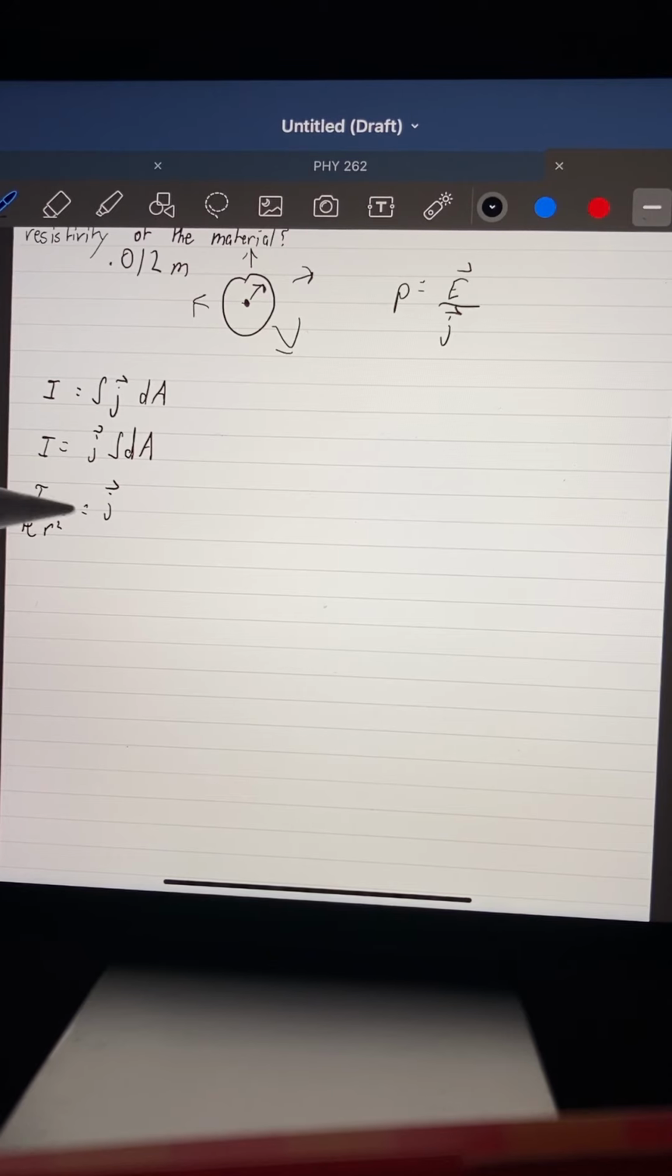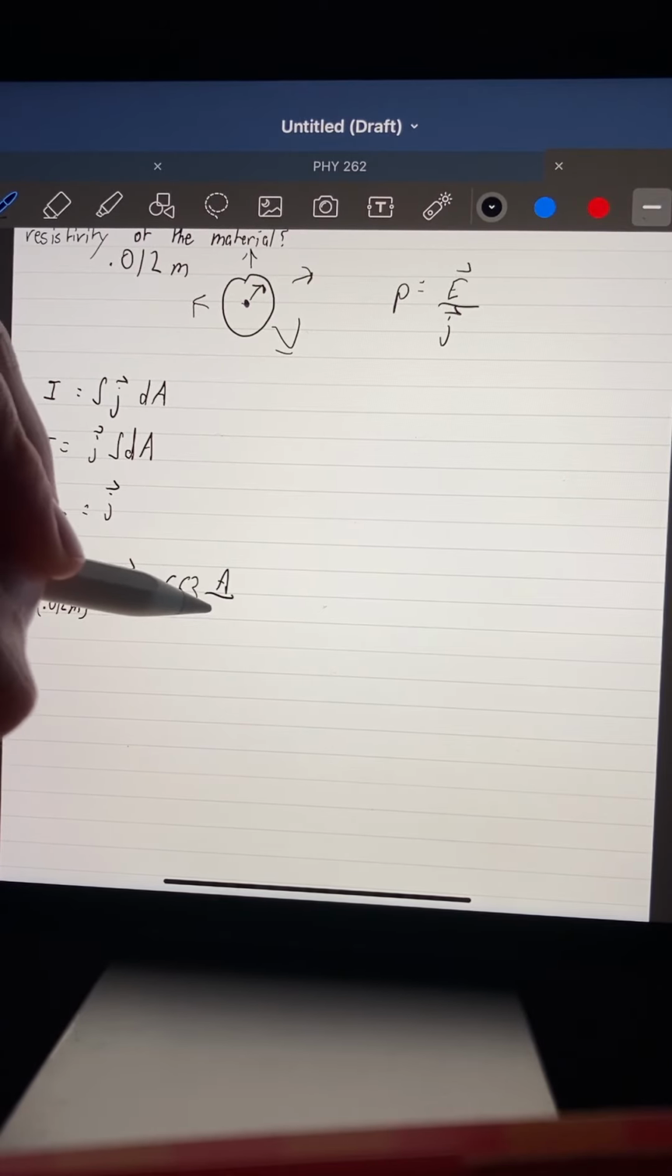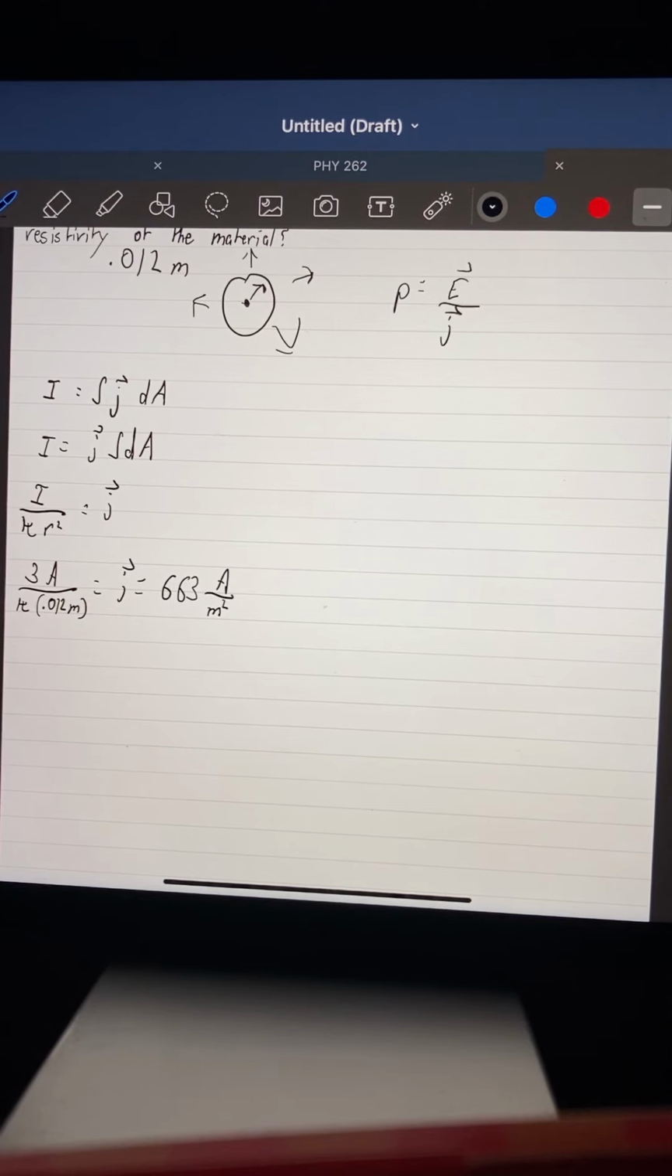Now plugging in numbers, we have 3 amps divided by pi times 0.012 meters squared equals our current density vector. I already solved that. That's going to be 663 amps per meter squared.